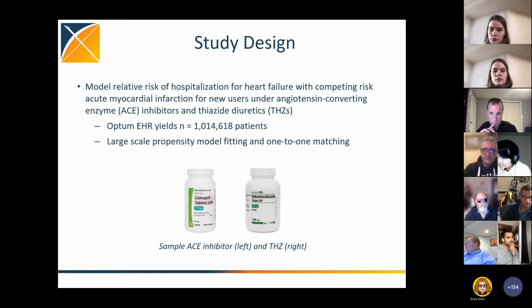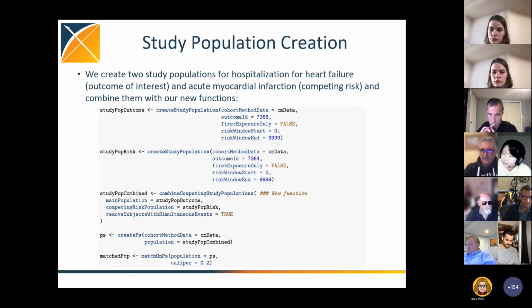In our test case study design, we model the relative risk of hospitalization for heart failure, with our competing risk being acute MI for new users under ACE and thiazides in the Optum EHR. We fit a large-scale propensity model and perform one-to-one matching, and then we fit a Fine and Gray model on this data. The code for this is very simple.